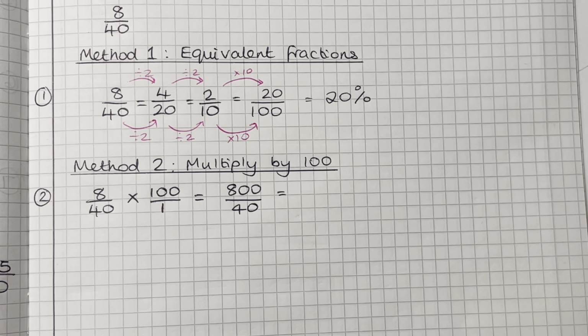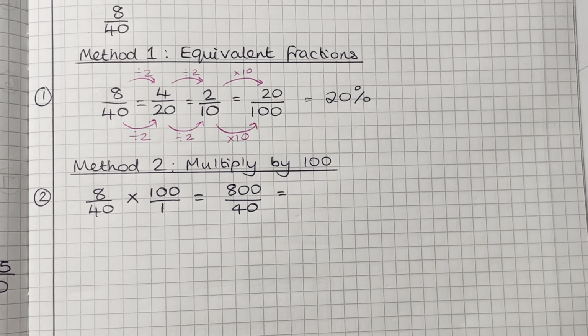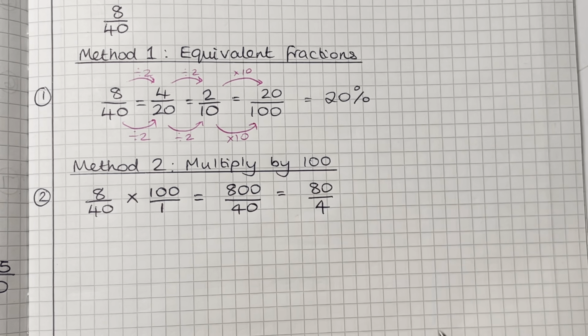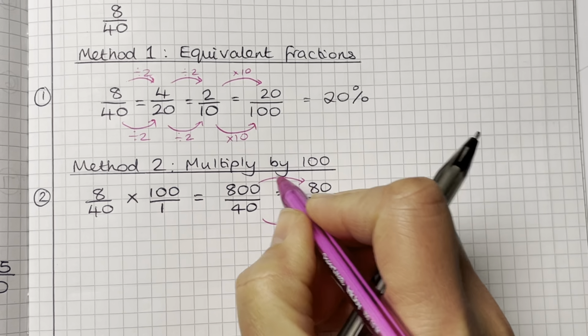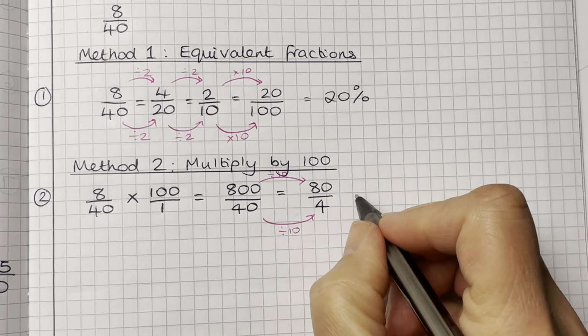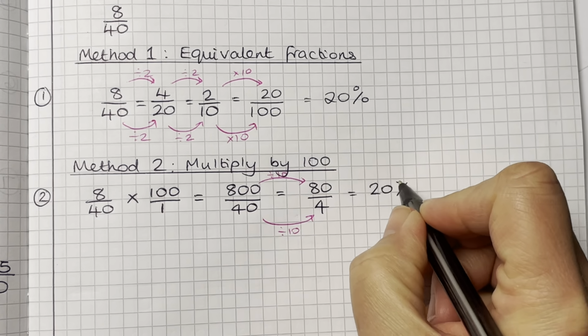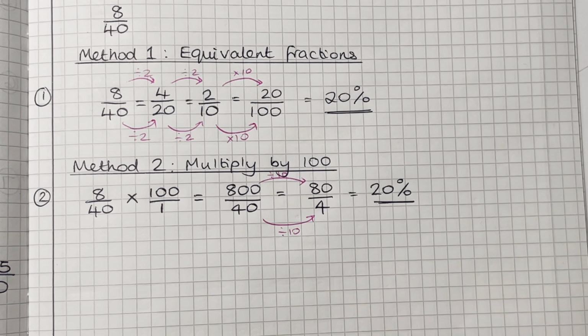I'm now going to use my equivalent fractions here, and I can see that both of these numbers are divisible by 10. That's going to give me 80 over 4. So I've divided both my numerator and my denominator by 10. And now I'm going to divide by 4, because I know that 80 is divisible by 4. And that gives me my 20%. So two different methods to get the same solution.